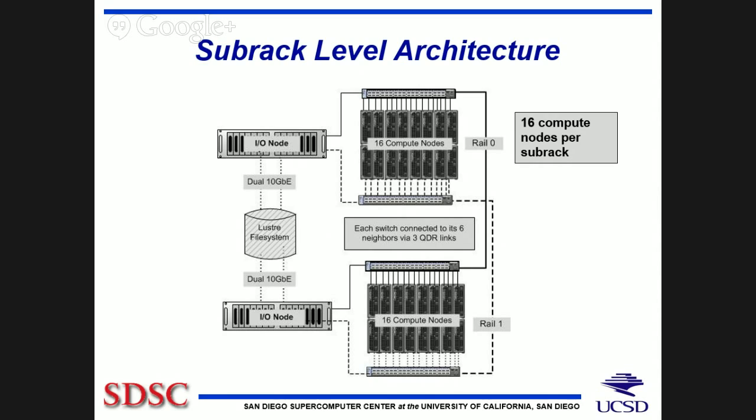And actually, the I/O nodes are connected to the Lustre file system using two 10 gig links. So we have a total of 64 of these I/O nodes, so you end up with 128 10 gig connections out. We've sustained 100 gigabytes per second to the Lustre file systems.